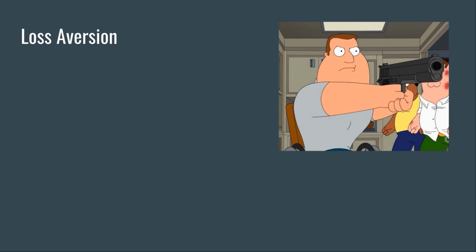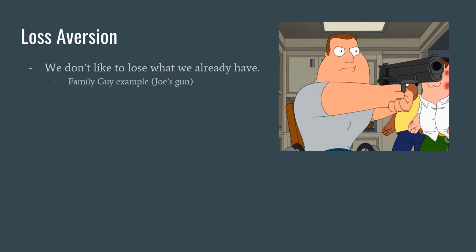He's saying that he acknowledges there are a lot of guns out there that are exactly the same as his gun, but the fact that this gun is his makes him value it more. So that's essentially loss aversion in a nutshell, in the way that we're going to be exploring it today. We don't like to lose things that we already have, or we value things that we have more than the things we don't have, even if they're the same thing. Family Guy is a great example in Joe's gun that we went over.